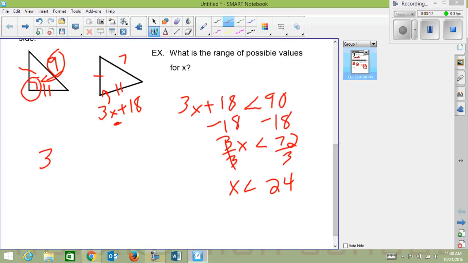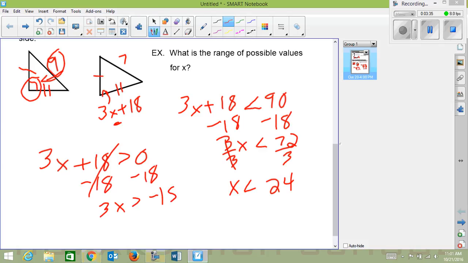The second part of my answer, you can't have an angle that is 0. So my 3x plus 18 has to be greater than 0. So I need to solve that too. So minus 18, 3x is greater than negative 18. Divide by 3, divide by 3. Your x has to be greater than negative 6.